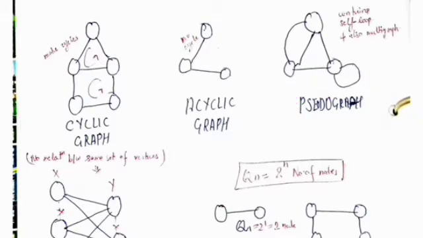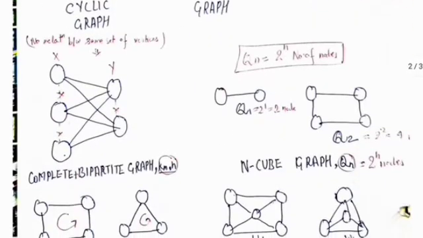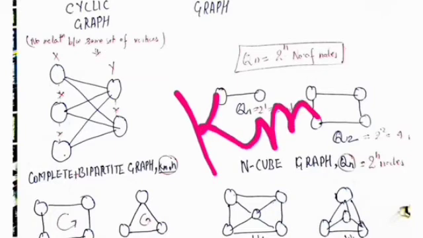Now come to the next, that is your complete bipartite graph. In the case of the complete bipartite graph, complete connection exists, and we can say easily that it is a combination of the complete graph plus the bipartite graph. It is represented as K(M,N), where M represents set X and N represents another set Y.